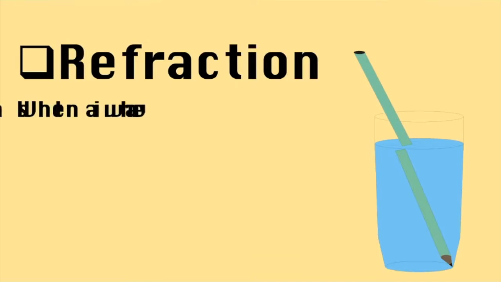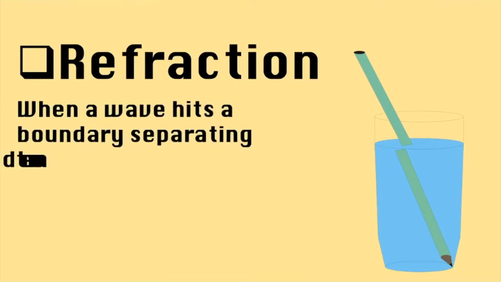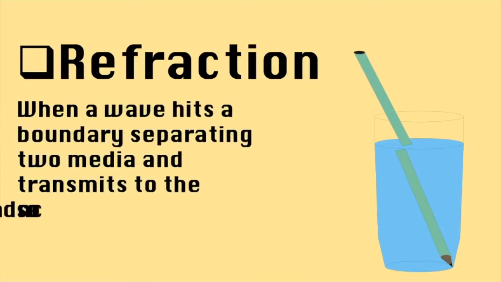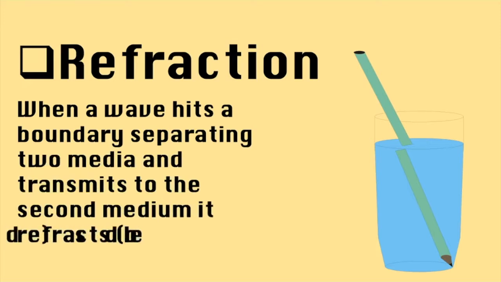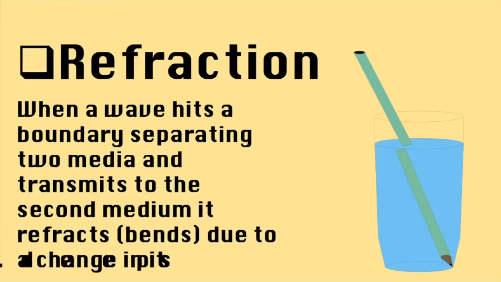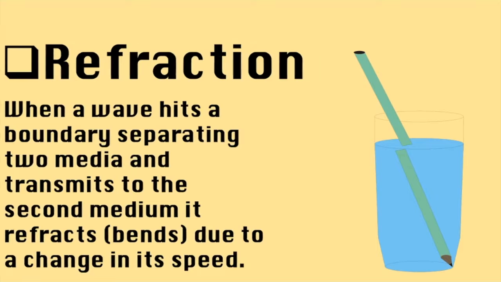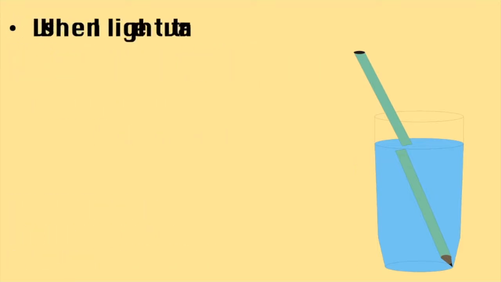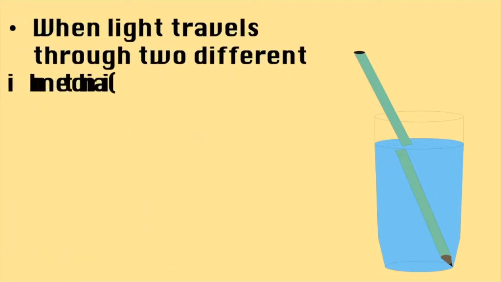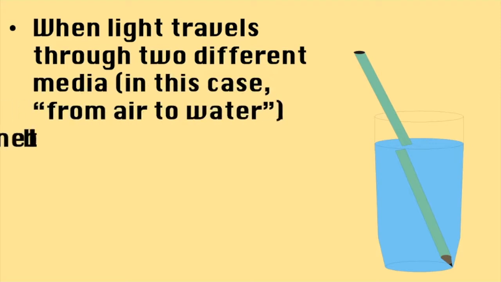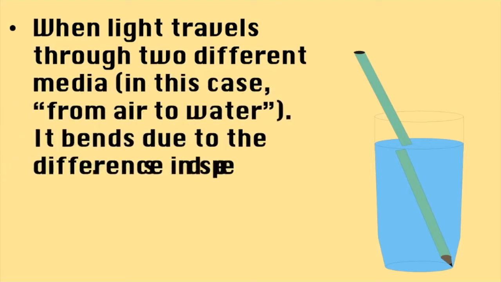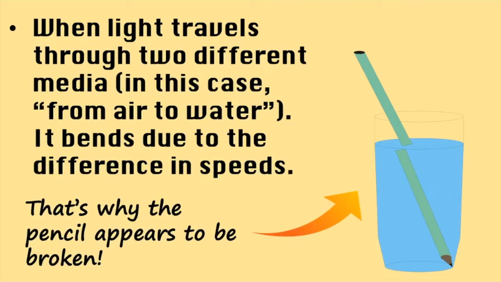Refraction. When a wave hits a boundary separating two media and transmits to the second medium, it refracts or bends due to the change in its speed. Since light travels through two different media, in this case from air to water, it bends due to the difference in speeds. That is the reason why the pencil appears to be broken.